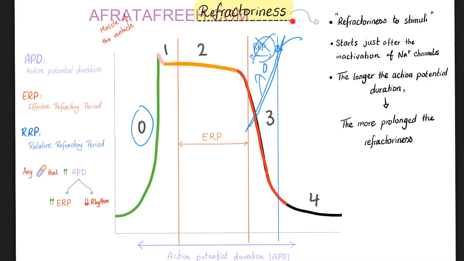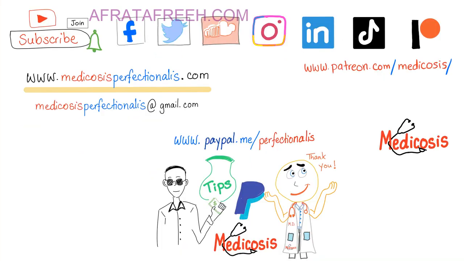Great. What does refractoriness mean? You are refractory to stimulus. You cannot respond to stimuli. It starts just after the inactivation of the sodium channel in phase 1. After that, the longer the action potential duration, the more prolonged the refractoriness. Oh my goodness, this is profound. In the next video, we'll talk about class 1 antiarrhythmics, the sodium channel blockers, such as quinidine, procainamide, disopyramide.